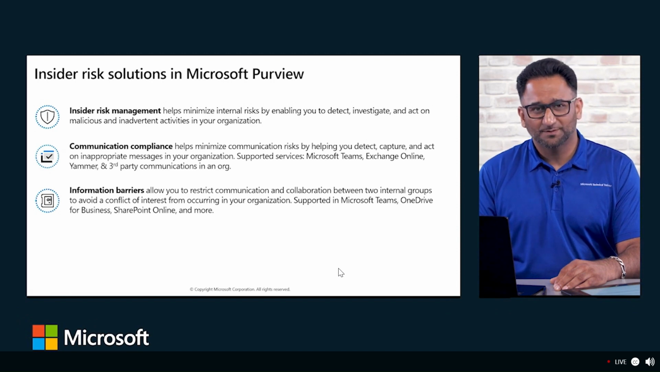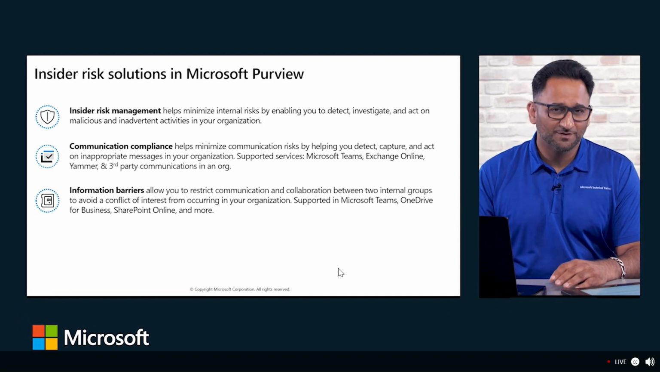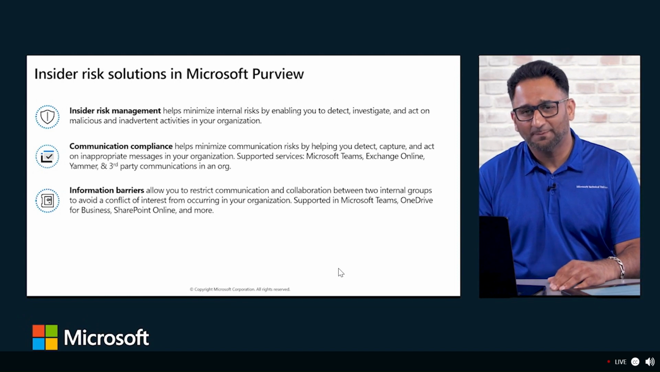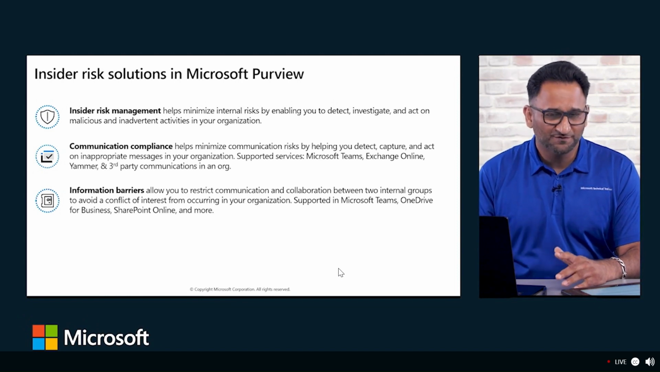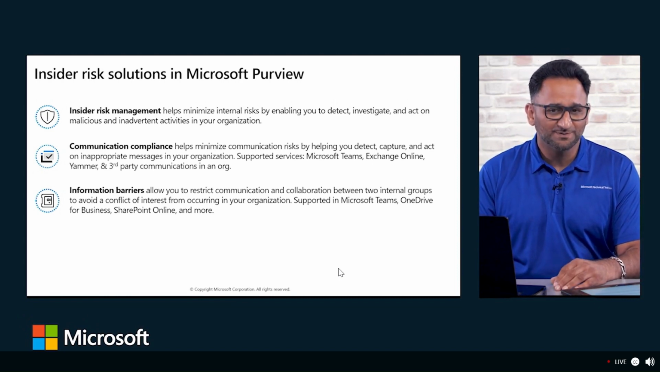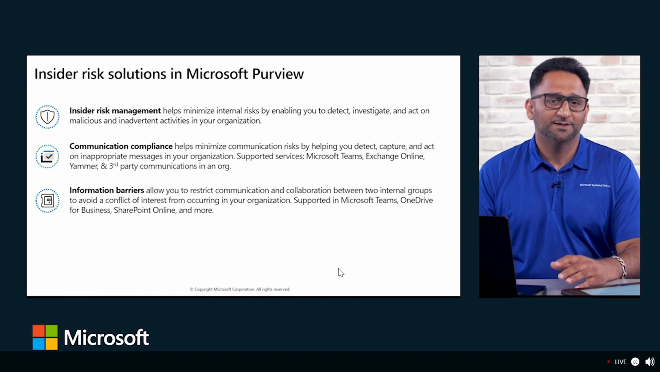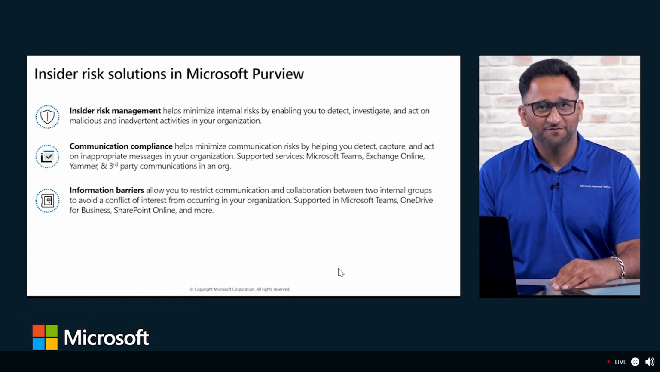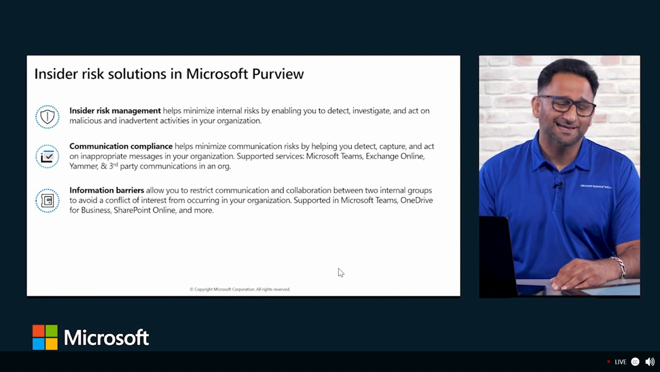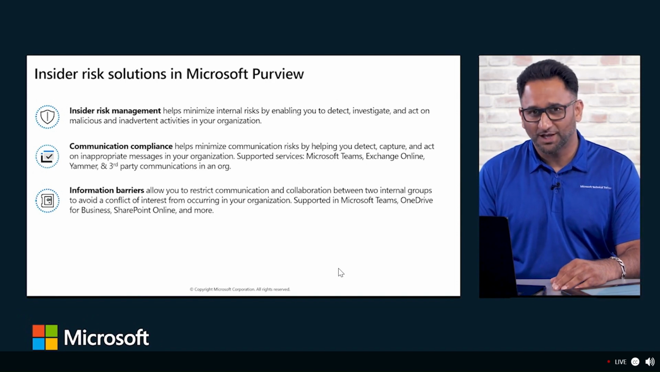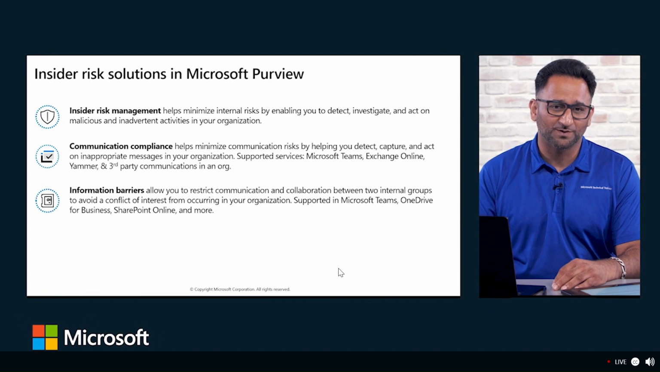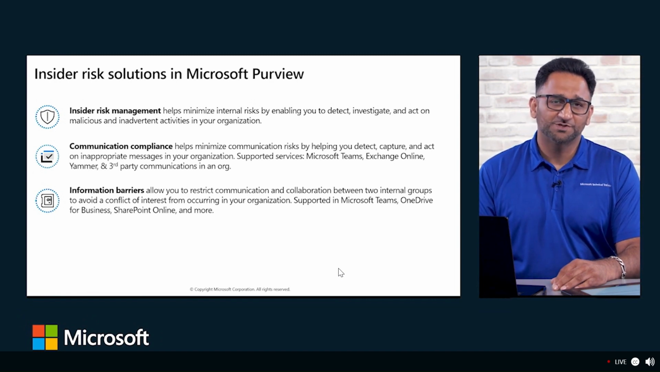This can also help you in understanding the communication happening within your organization using different tools, things like Microsoft Teams, Exchange Online, Yammer, and other third-party communication tools that you might be utilizing within your organization to help prevent anything like inappropriate behavior, profanity, and any sort of communication that's deemed inappropriate for an organization. Finally, you have another option called information barrier.